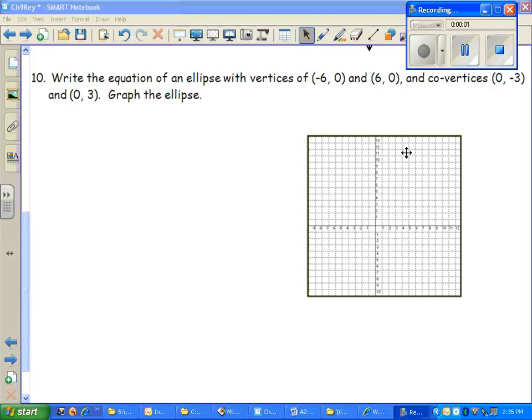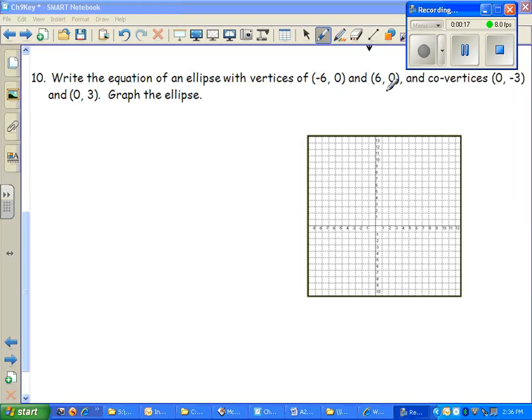On problem number 10, we need to write the equation of an ellipse. We're given the vertices and the co-vertices, and then it also says to graph the ellipse. So the first thing I'm going to do is use the vertices and the co-vertices to graph it, and then write the equation from there.